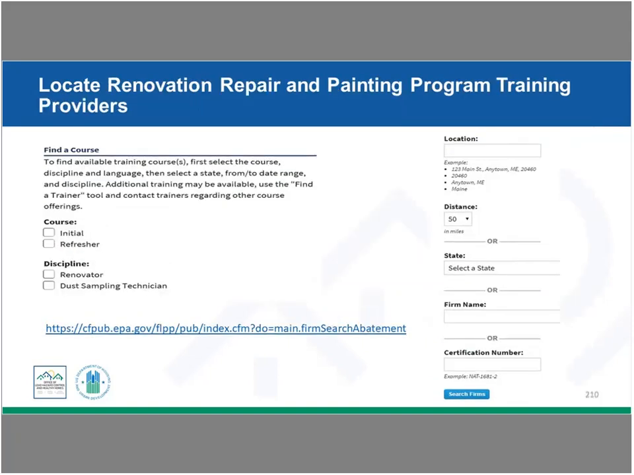If you decide that you want to train your staff, then you can actually get training for your staff to be able to become RRP certified or dust sampling technicians. And again, here's the link off of the EPA website. You click what type of training you want, where you're located, and submit, and then the firms that can conduct training for you will show up there as well.